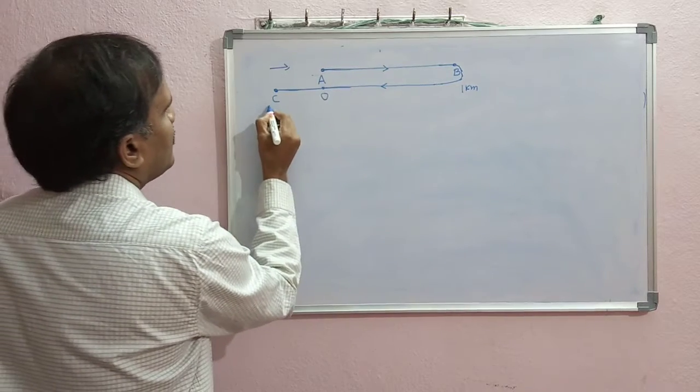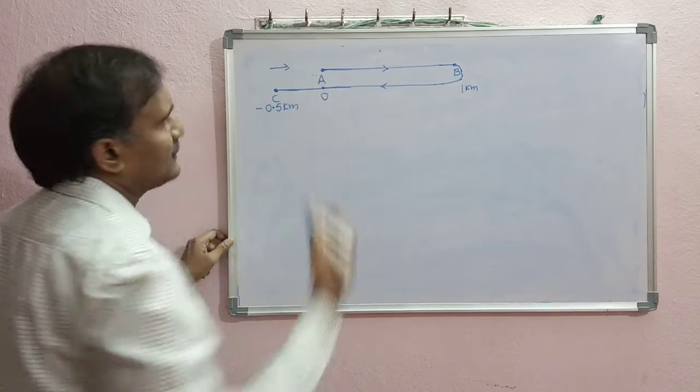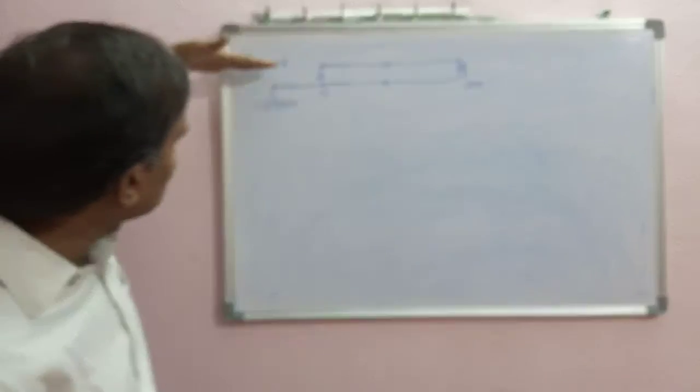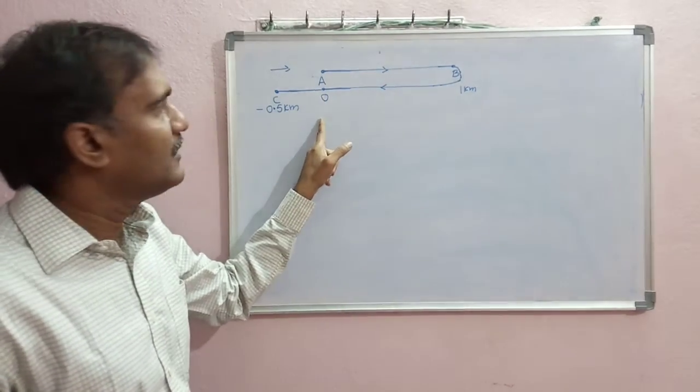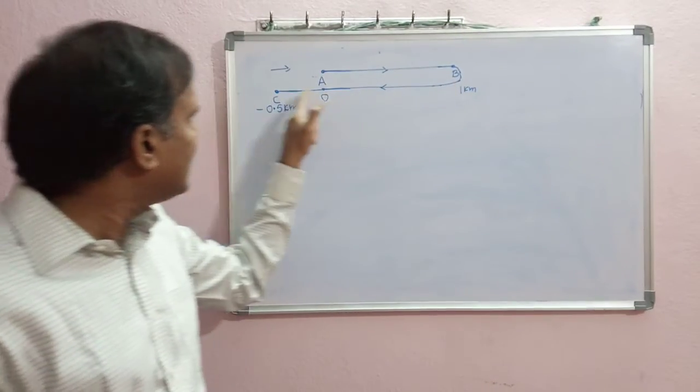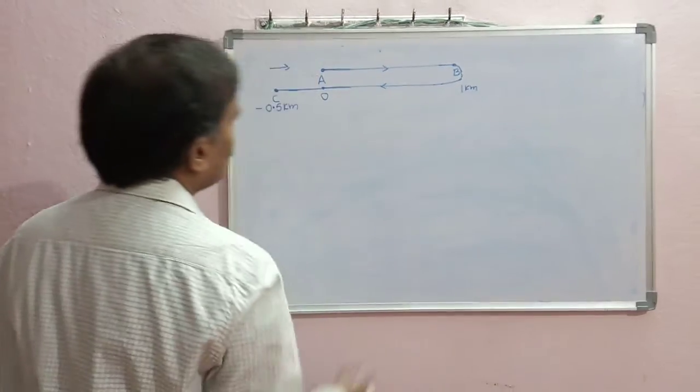Position C is 0.5 kilometers with a negative sign. That means you will take it as the x-axis. This is the origin, positive x-axis, negative x-axis. Remember that.